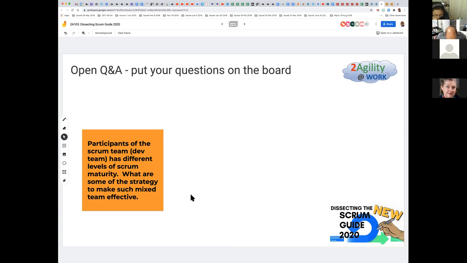So it looks like the person who put the question is not there, but I can give a broad level answer to that. It's good to actually have different levels of Scrum maturity, because as long as you have some practitioners who have been practicing for a longer time, there's a rub-off effect for the team members who are newer, because they just learn from them. The standard practices that the practitioners have been doing for a long time, they learn them first.